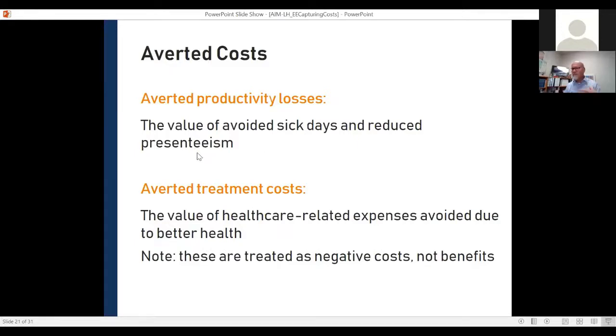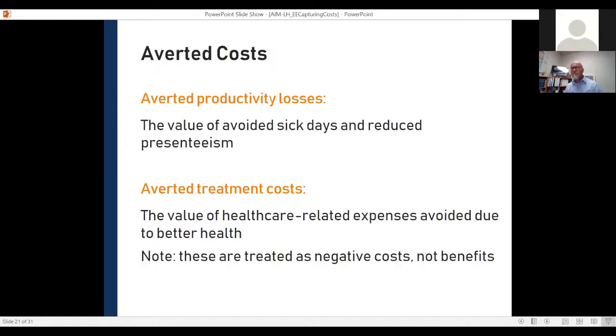So presenteeism is just people showing up to work, they may be feeling ill, not feeling quite right, and they're not as productive as they would be if they were healthy. So if we can quantify those in terms of how many hours does that amount to in a given month or year, and what's the salary range of the employees that are missing time, that would be a way to quantify those productivity losses.